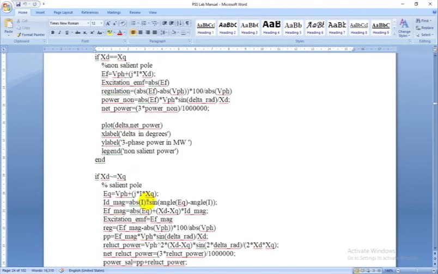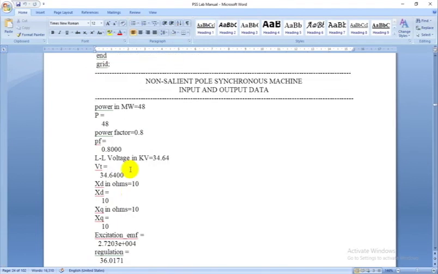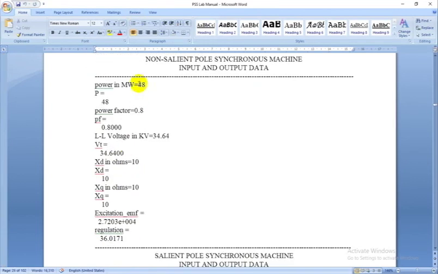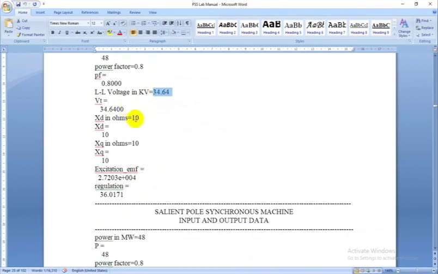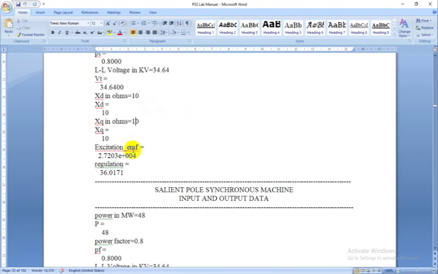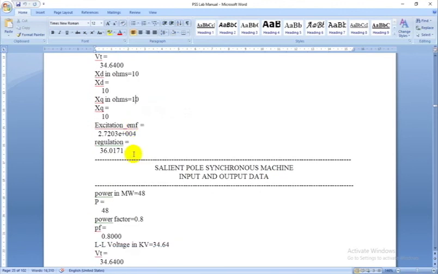So these are the inputs for the said background theory, and see here 48 megawatts is the input power given, power factor is 0.8, and line to line voltage 34.64 kilovolts. If XD and XQ are 10, then the calculation is for non-salient pole, and for that the regulation is 36%.